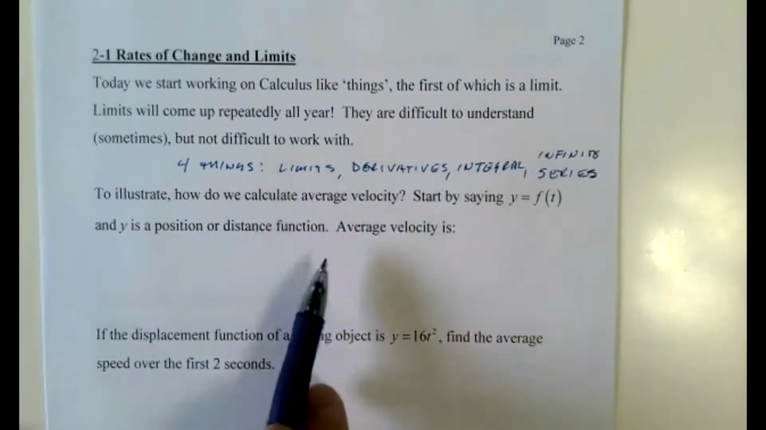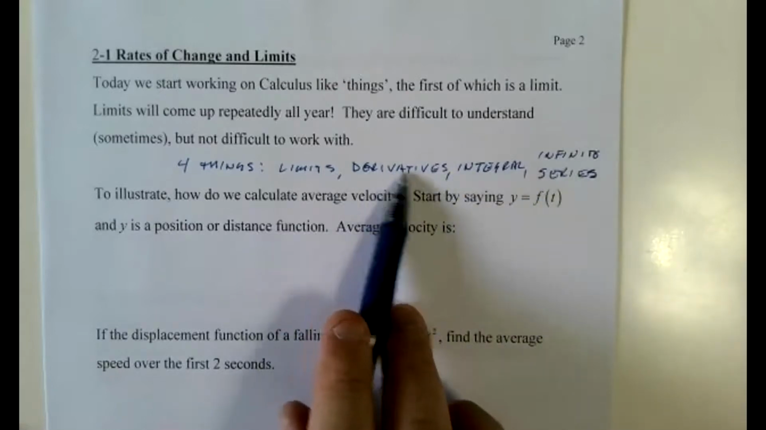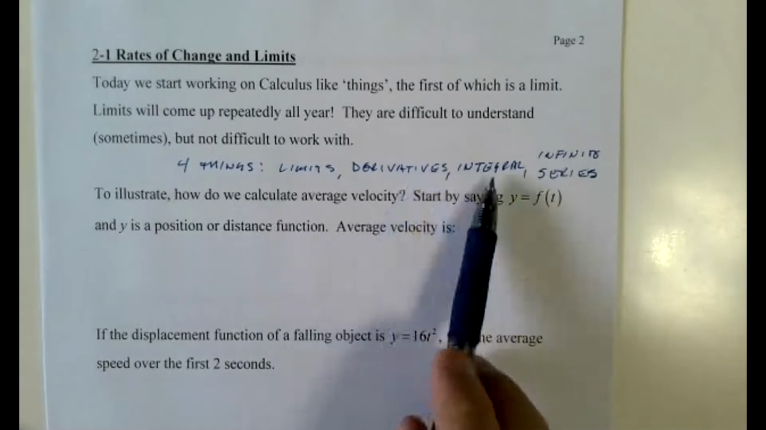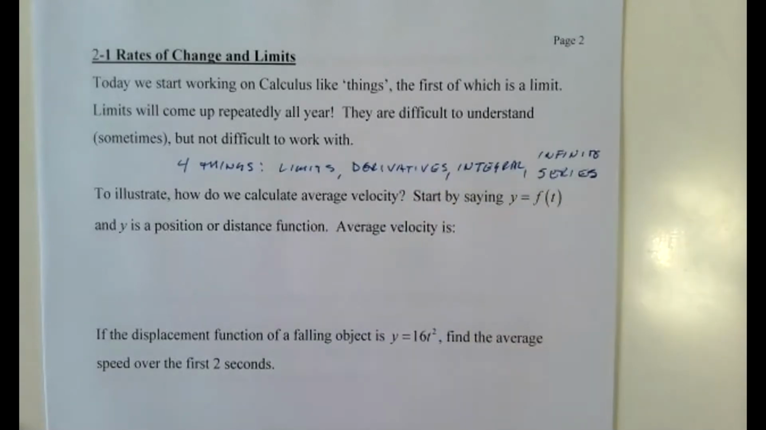Limits are used in derivatives and integrals. Infinite series use derivatives and integrals. Derivatives and integrals are inverses of each other. Yeah, you're gonna really break your brain this year in terms of understanding all this stuff, but we'll get you there. So first off, how do we calculate average velocity?